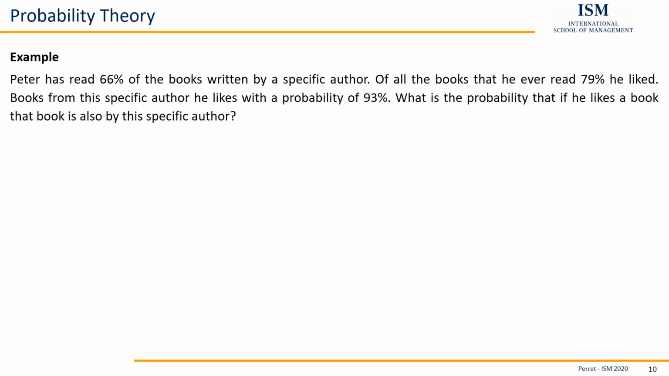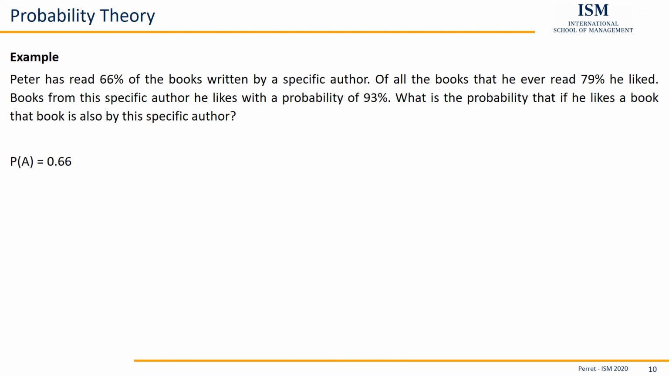So here we have: Peter has read 66% of the books written by a specific author. Of all the books that he ever read, 79% he liked. Books from this specific author he likes with a probability of 93%. My question is, what is the probability that if he likes a book, that book is also by this specific author? Again, we just note all the information we have from the text.